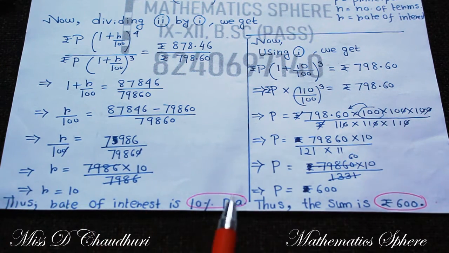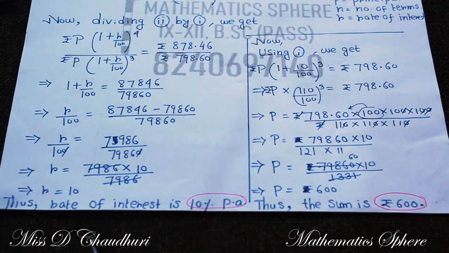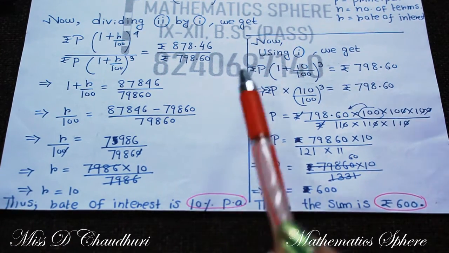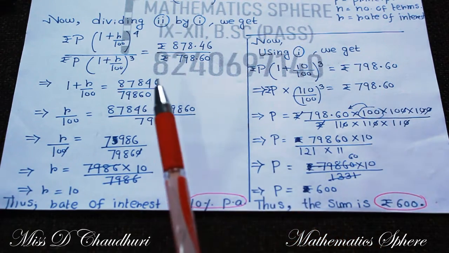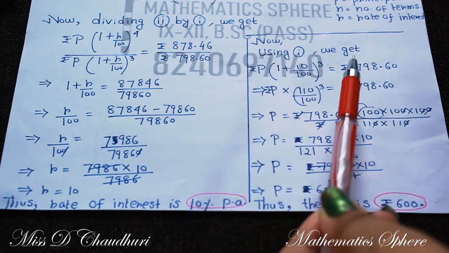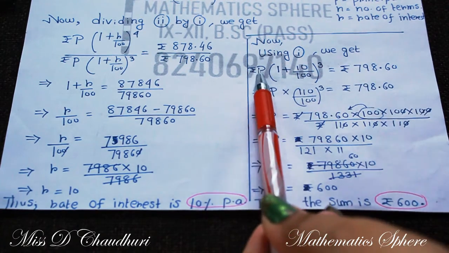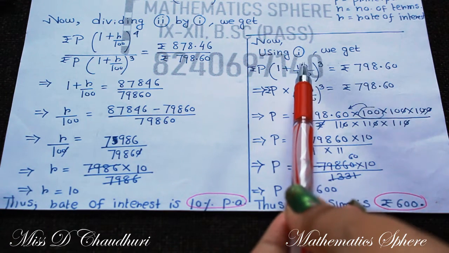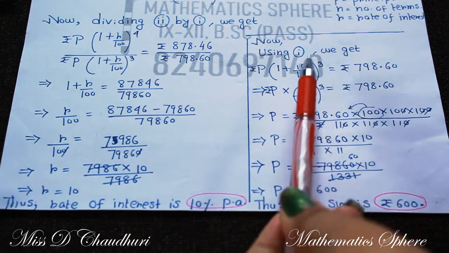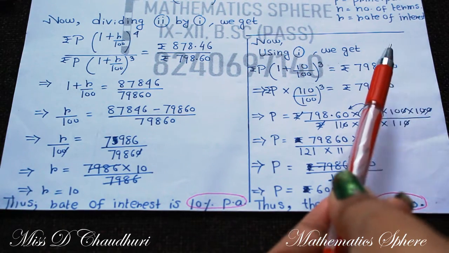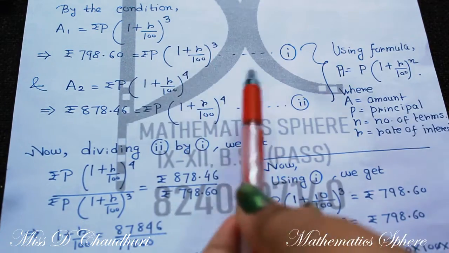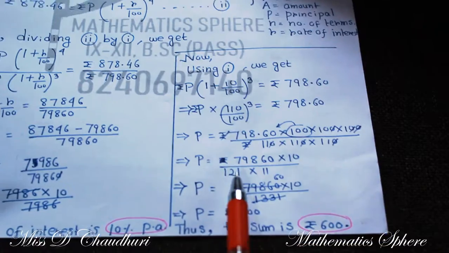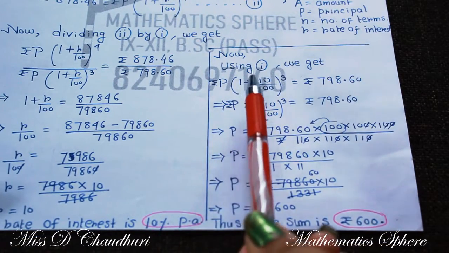Now nothing, we will just use the value of r in either equation number 1 or equation number 2. There you put, you will get the value of P. Okay, so now I have used equation number 1 because to the power 3 is a little bit less complicated. So now using number 1 we get, you just put everything. We had already this one, P into 1 plus, I am putting in place of r, 10 by 100 whole to the power 3 equal to rupees 798.60. The equation which you got there, this number 1 equation, you just put the value of r. So when you are putting the value of r here, this becomes like this.